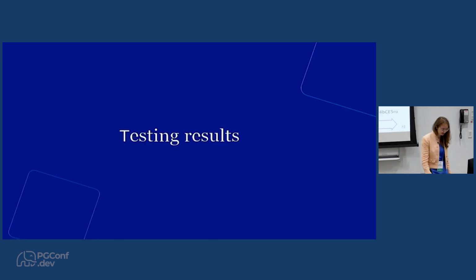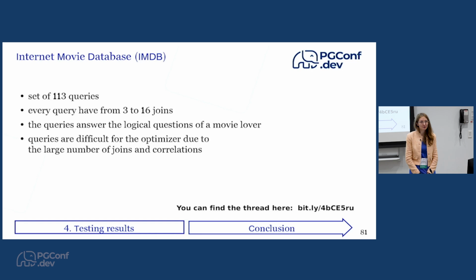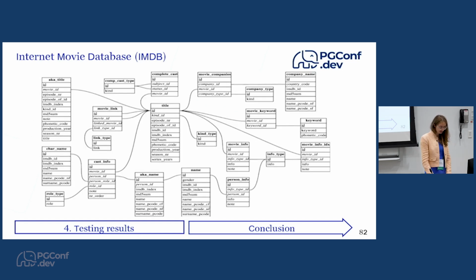And testing results. I used the Join Order Benchmark, or Internet Movie Database, to test how QO works. It consists of 113 queries. It is difficult for the optimizer because it has a lot of join connections and correlations. There is a schema of the Join Order Benchmark.